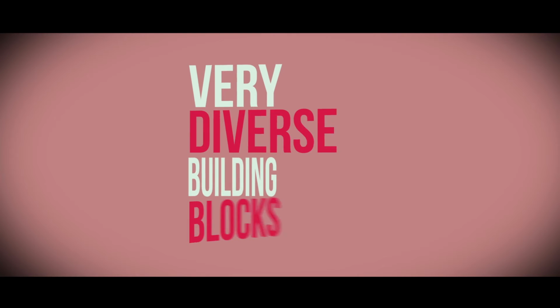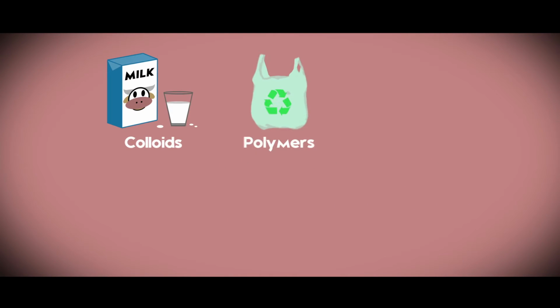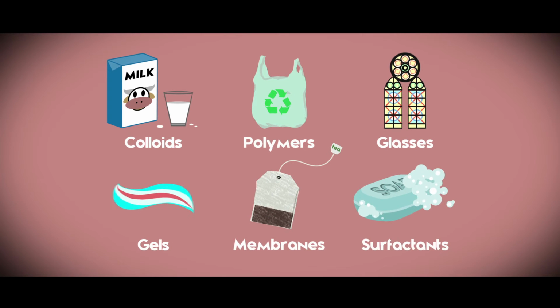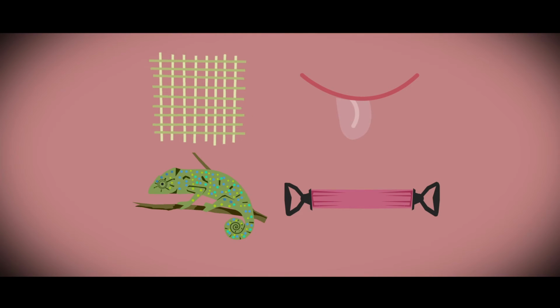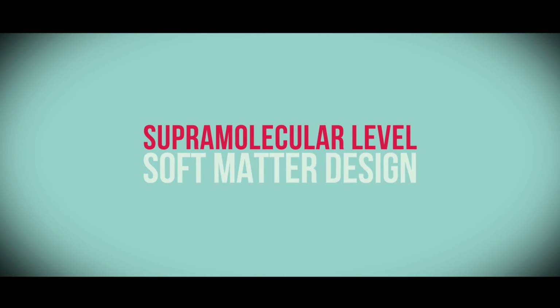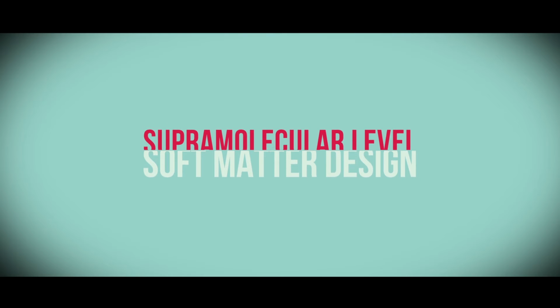The array of building blocks in soft matter is very diverse. Examples include colloids, polymers, glasses, gels, membranes, and surfactants. The micro and nanoscale is where the texture, taste, colour, elasticity, and other properties of soft matter are determined. In our group, we design soft matter materials at a supramolecular level to make them behave as we need.